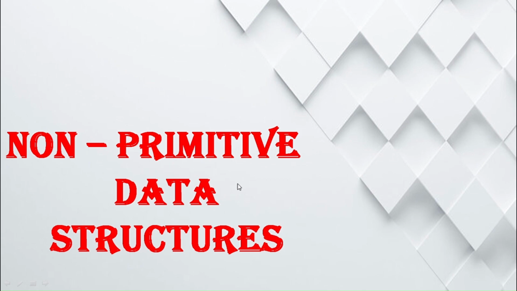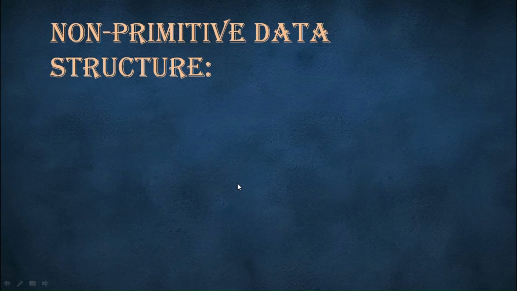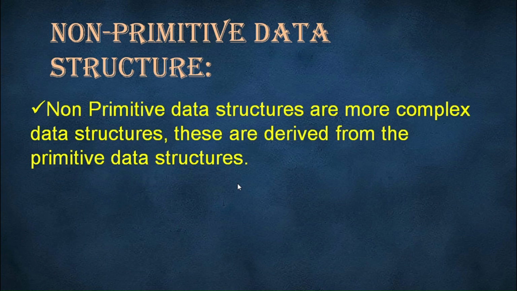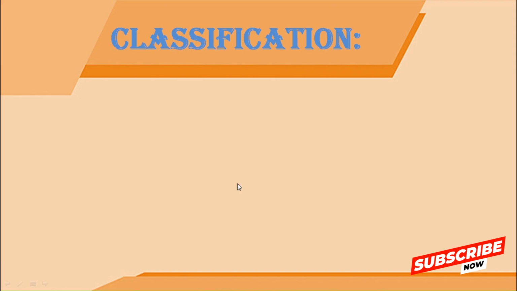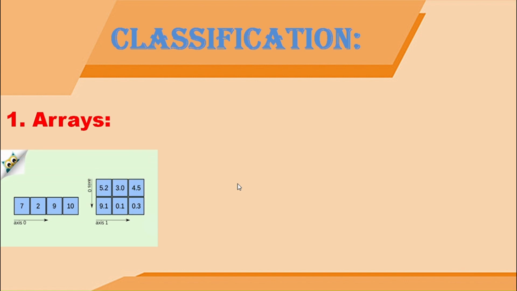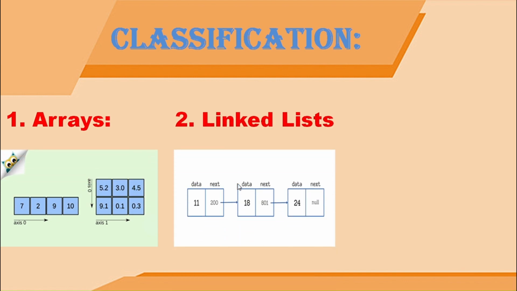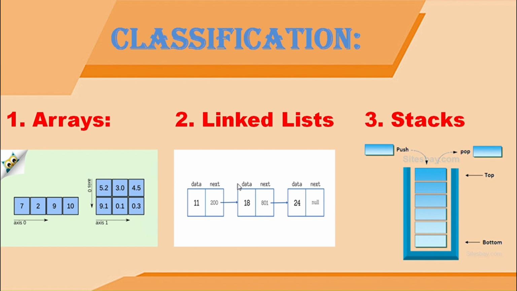So non-primitive data structures. What are non-primitive data structures? Non-primitive data structures are more complex data structures, and these are derived from the primitive data structures. As we have classification in the primitive data structures such as integers, float, characters and pointers, we have the classification in non-primitive data structures also. Those are arrays, linked lists and stacks. Let's check out one by one.